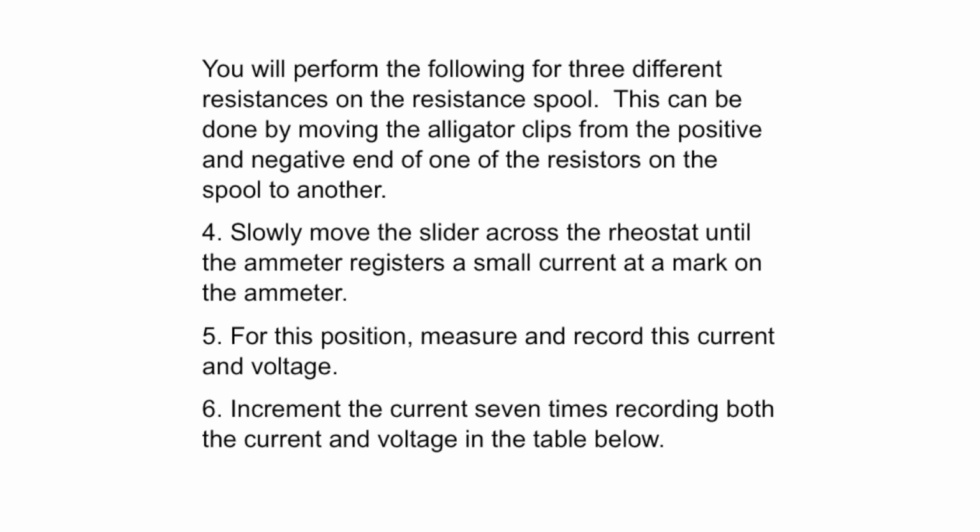Now we'll perform the following for 3 different resistances on the resistance spool. This step can be done by moving the alligator clips from the positive and negative end of one of the resistors on the spool to another. Let's start step 4. Slowly move the slider across the rheostat until the ammeter registers a small current at a mark on the ammeter. 5. For this position, measure and record this current and voltage. And 6. Increment the current 7 times, recording both the current and the voltage in the table below.